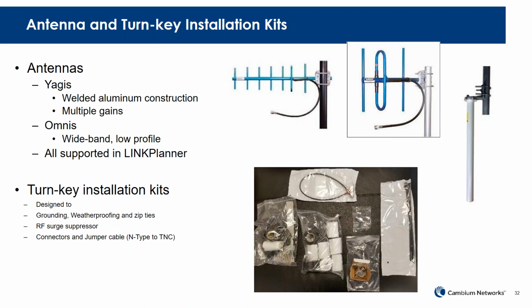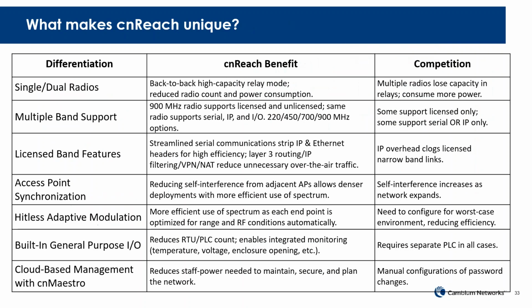We also have a set of turnkey installation kits that can be ordered alongside these antennas, and that includes basically all the pieces that you need to implement a radio at a cabinet site or at a location where you're adding wireless connectivity. So it includes grounding kits, weatherproofing, zip ties, all the things you need to complete a professional installation, as well as RF surge suppressors and all the jumper cables needed to get from the antenna at the top of the tower down to the radio inside the cabinet.